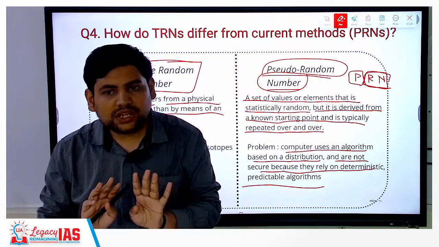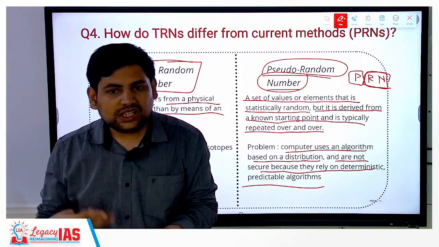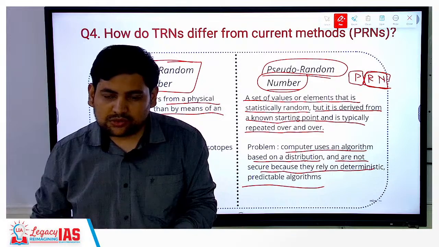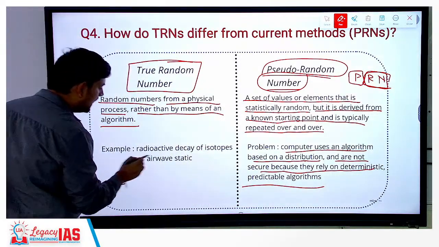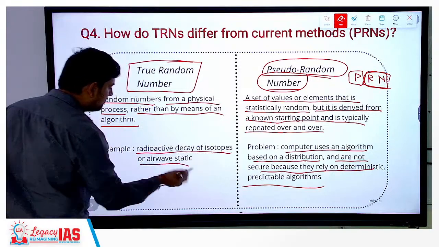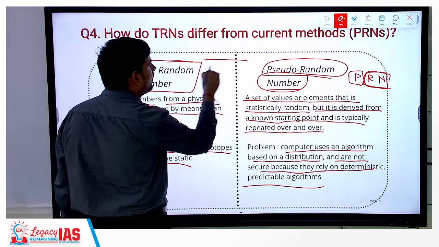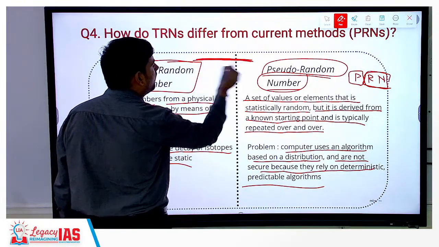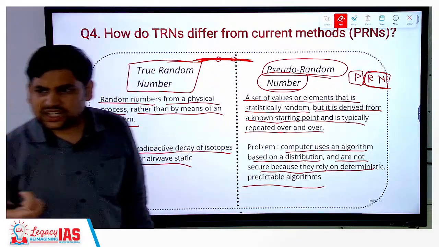Now if it is not based on any algorithm, and nobody knows why it is working like this, then what will happen? It can never be broken down, or it can never be breached. Okay, now see this example, radioactive decay of isotopes or airwave static. Now here what they have used, they have used different kinds of particles.